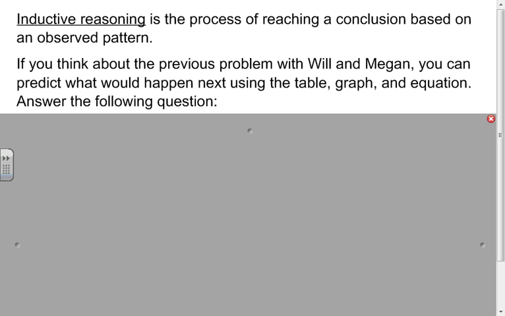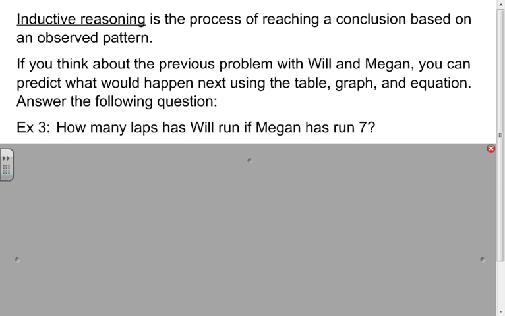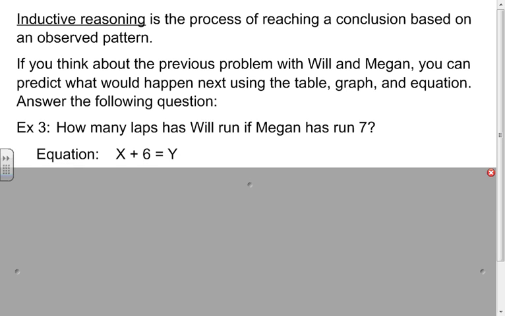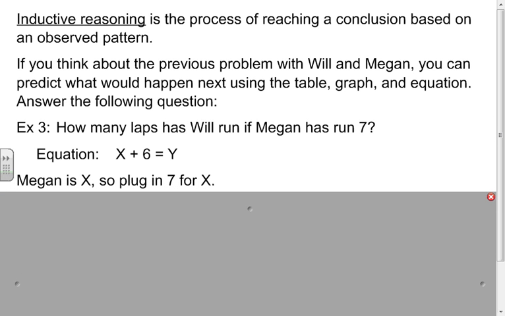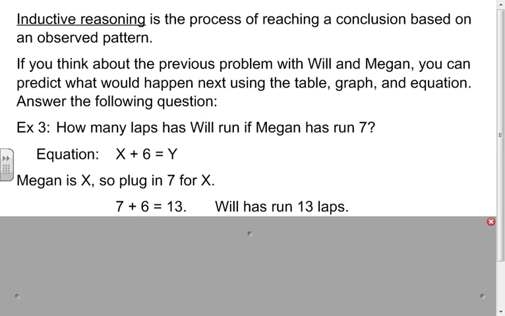We're going to use the equation first. Okay? The following question: how many laps has Will run if Megan has run 7? Remember, Will started 6 laps ahead of time. We use the same equation we had before. Remember, Will is Y, Megan is X. So if Megan runs 7 laps, we plug in 7 for X, and we get 7 plus 6 equals 13. That means that Will has run 13 laps. He ran 6 laps before Megan got there, and he's run 7 more since Megan joined him.